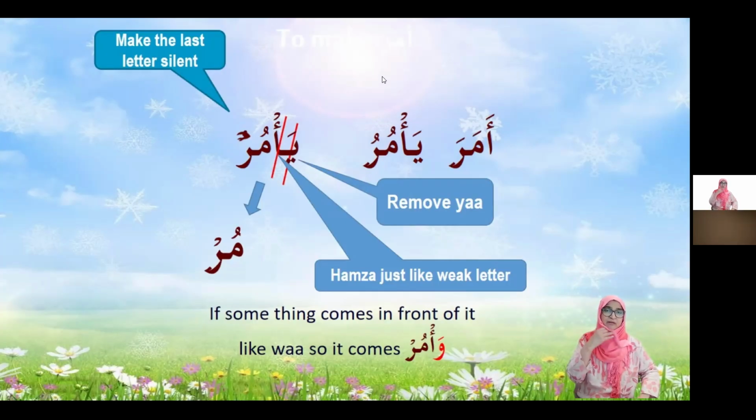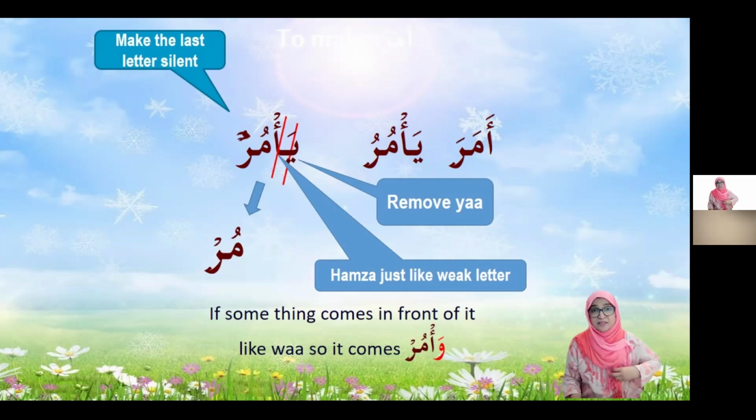Now, how can you begin a word? How can you start a word with a silent letter? You always need something before it to make it sound silent. So if I say wa'muru, fa'muru, then you know fa or wa, something is ahead. So you can make it silent. That means the sound of the sukoon, the silent sound, you can hear it, but you cannot begin with it.